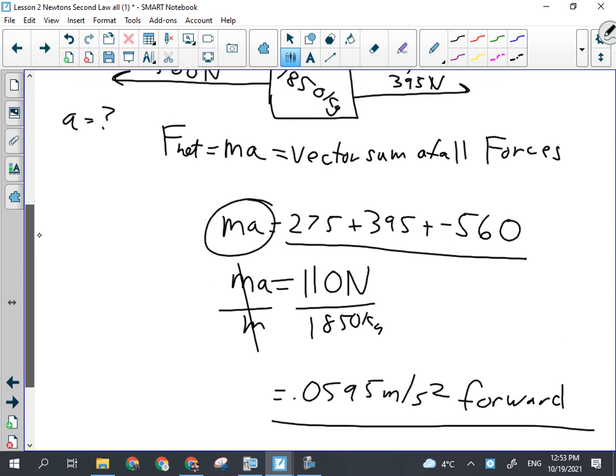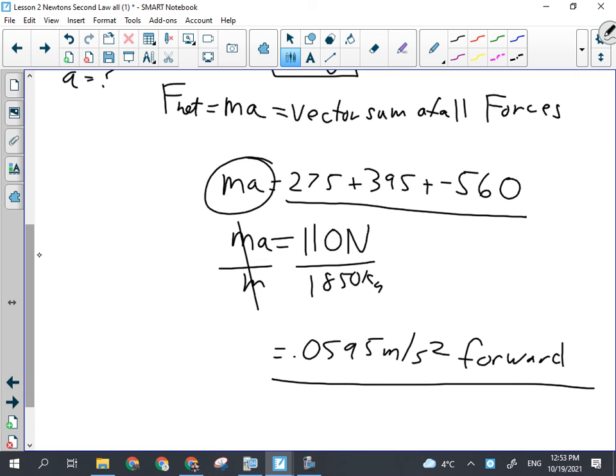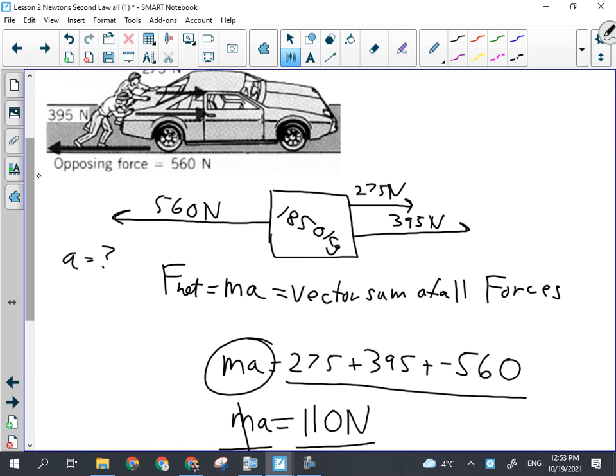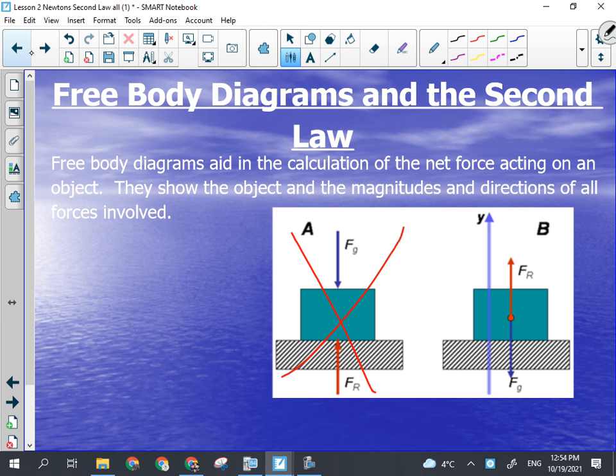All right, questions on what we did there? I have a question about the diagram. Would it be wrong if you drew the two pushing forces into the box and then the other one the opposite way? Yes, because that's what I was saying on this slide here. That's not the way to draw it. We always want to draw them as though they originate from the center and act outwards.